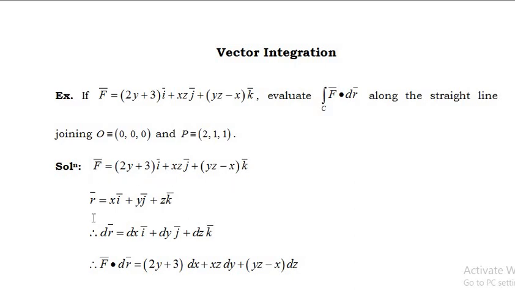We know the displacement vector r bar is equal to xi plus yj plus zk. Therefore, dr bar will be equal to dx i plus dy j plus dz k. Now, f bar dot dr bar. This is f bar and this is dr bar. Their dot product will be scalar quantity (2y plus 3) times dx plus xz times dy plus (yz minus x) times dz.